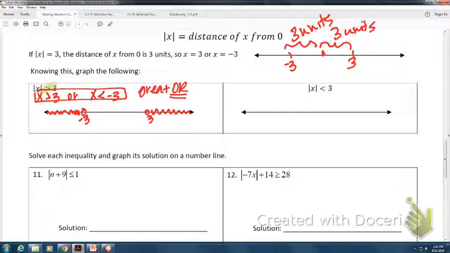On the other side, we have absolute value of x is less than 3. So you could have x is less than 3. What else could you have? X is greater than negative 3. So switch your sign and switch your symbol. If I graph this, negative 3 and 3, do I have open circles or closed? Open. It's just in between. This time we're in between.